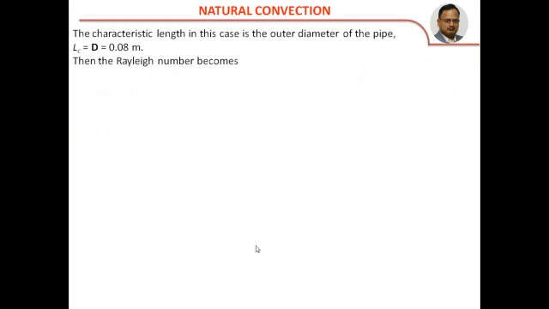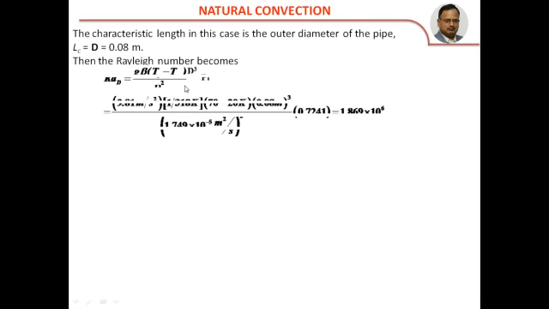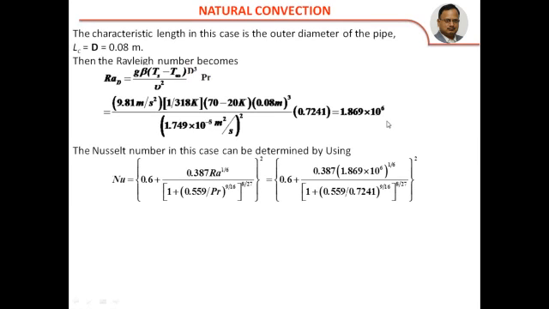When it is a horizontal cylinder, the characteristic length is the diameter of the cylinder, which is given as 0.08, not 8 meters. So we calculate the Rayleigh number based on diameter as g beta delta T d cubed by nu squared into Prandtl number, where delta T is Ts minus T infinity. We will get 1.869 into 10 power 6. So the flow is laminar.